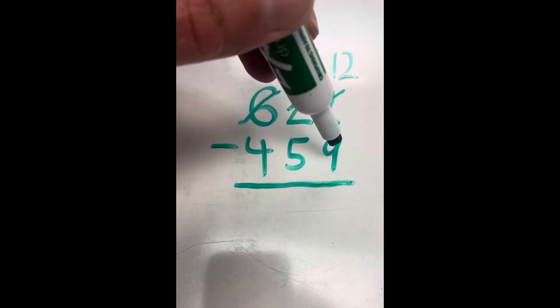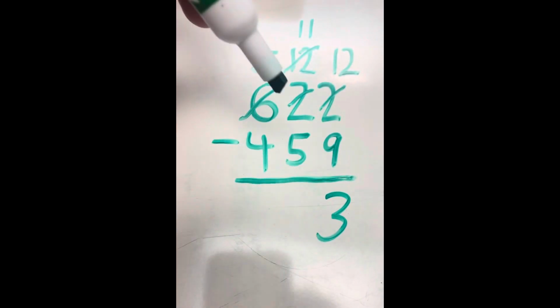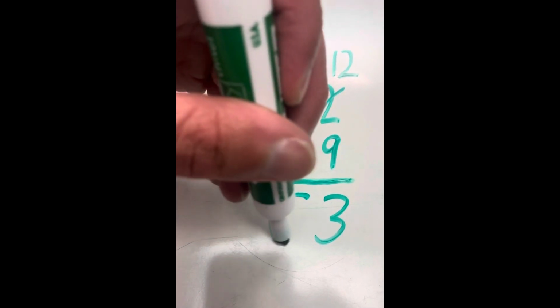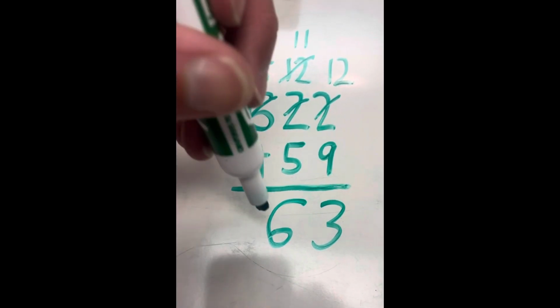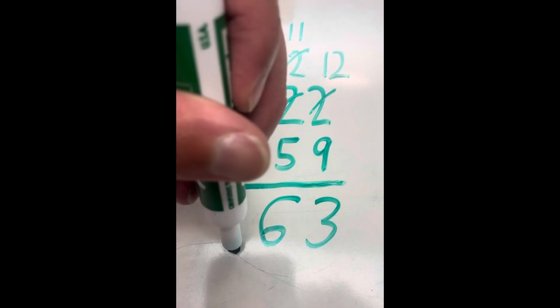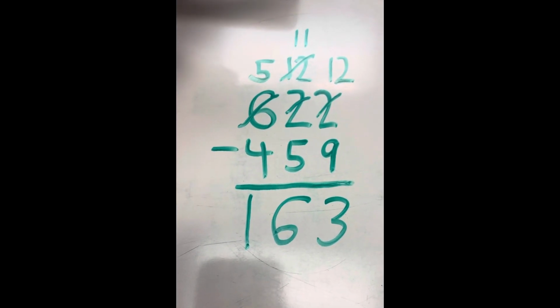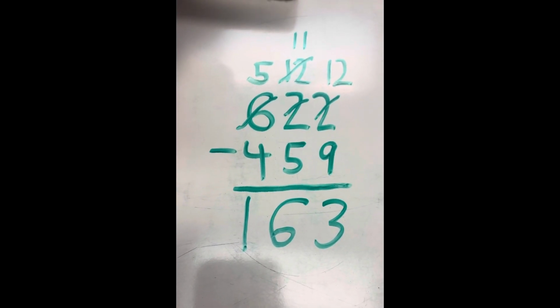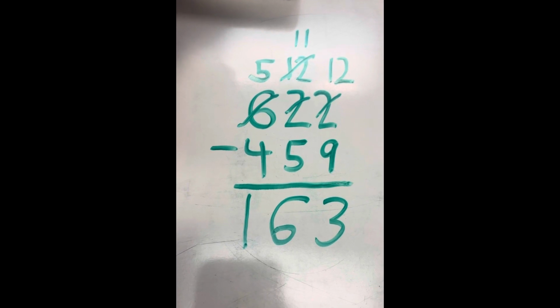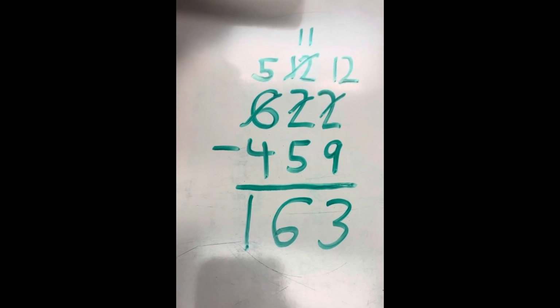So going to the ones place, 12 minus 9 equals 3. 11 minus 5 equals 6. And 5 minus 4 equals 1. And we have our final answer. 622 minus 459 equals 163.